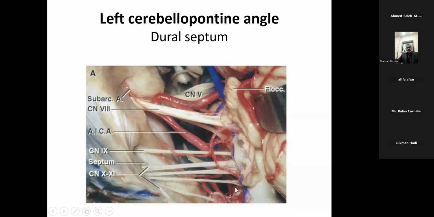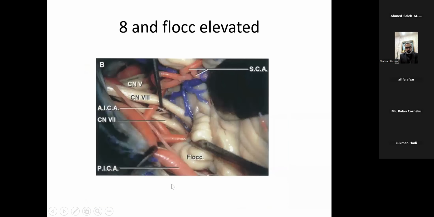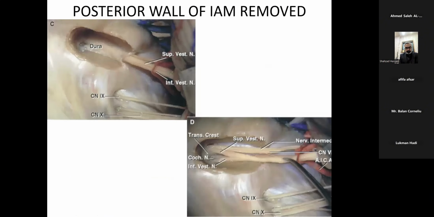These are the branches of the PICA that are running in close proximity to cranial nerves 9th and 10th. And these are the rootlets of the cranial accessory nerve. Again, a similar picture providing similar information. Now, this was the concept that I wanted to tell.